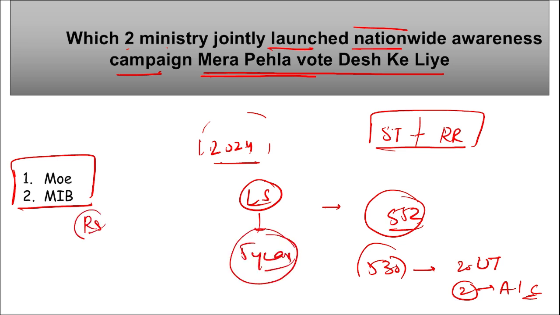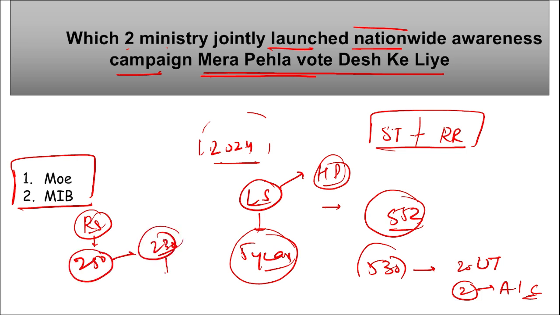Then Rajya Sabha is known as the upper house and also the Council of States, and Lok Sabha is known as the House of the People. In Rajya Sabha, the total representation is 250, out of which 238 are representatives of states and union territories, and 12 people are nominated by the president.